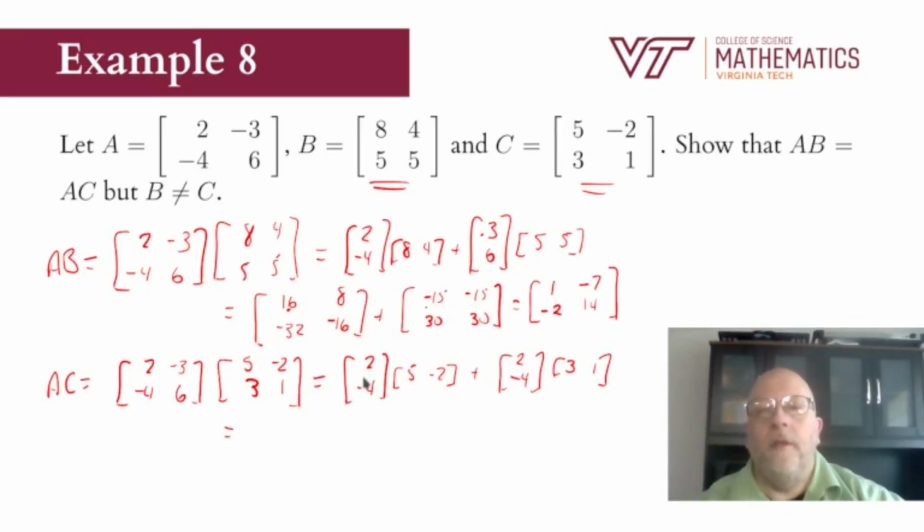Let's see. 2 negative 4 times 5 is 10 negative 20. 2 negative 4 times negative 2 is negative 4 and positive 8. 2 negative 4 times 3. 2 times 3 is 6.